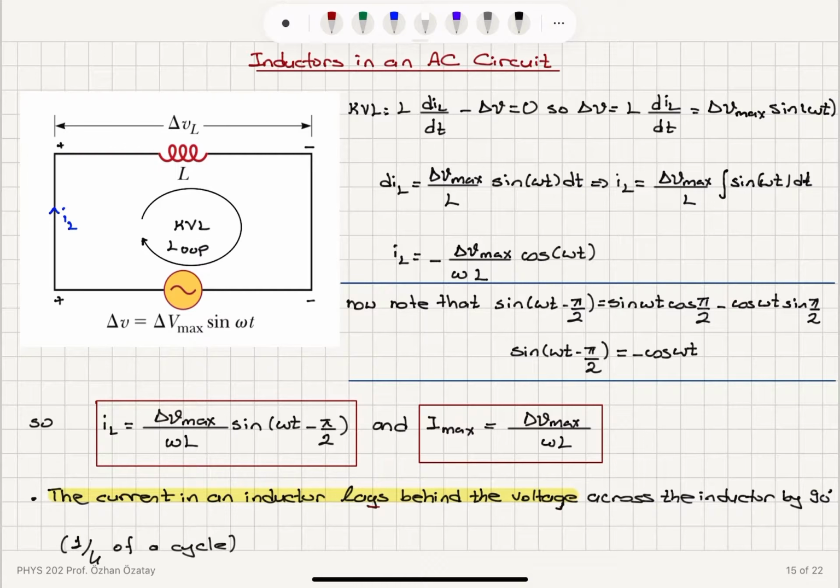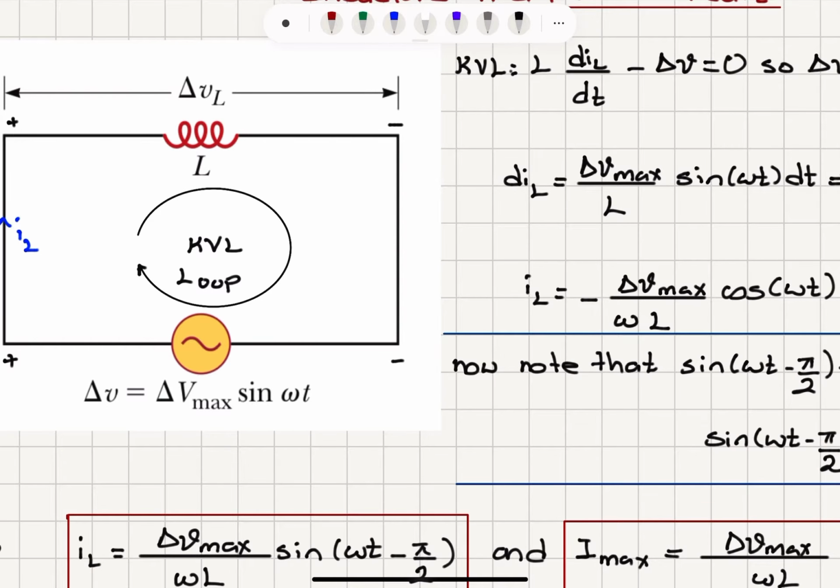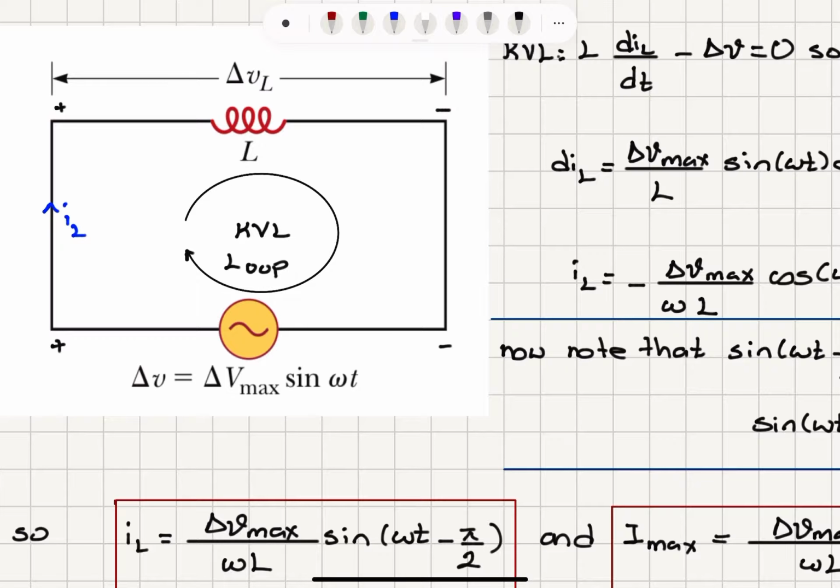Inductors in an AC circuit. Last time we talked about the response of a resistor to an AC voltage. Now we have the AC source connected across an inductor.